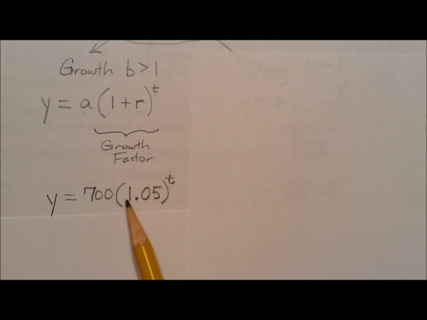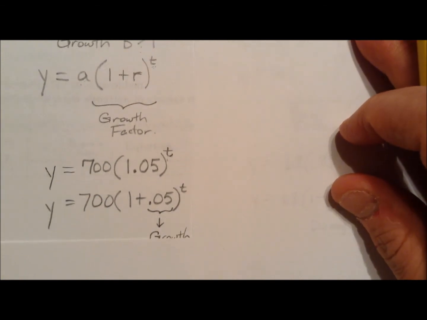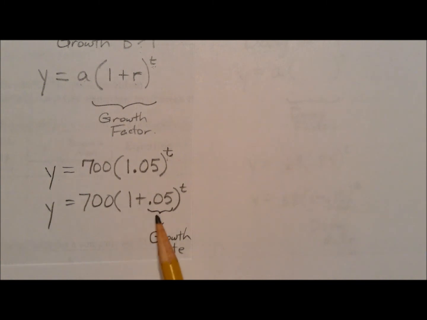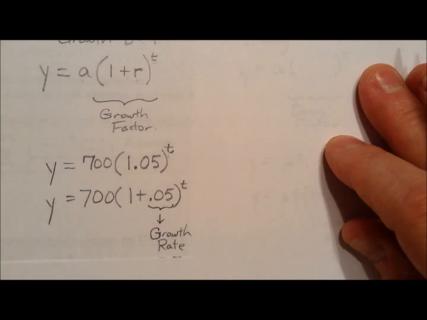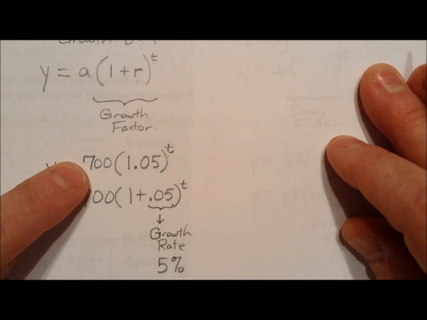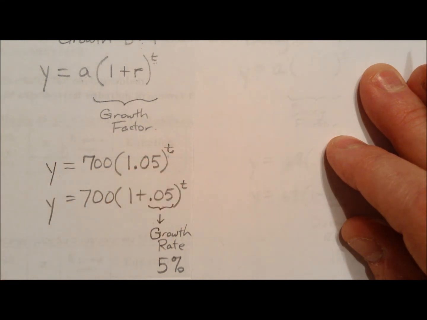Here's an example of a growth exponential. Notice that the base is more than 1. The starting amount is 700, I have the time in years, and I have the final amount. We're going to work some of those in just a second. Now, if we break this down, whatever is added to the 1 in order to make it greater than 1, in this case 0.05, can be called the growth rate. And rates are usually written as a percent. So if someone asks how much this is growing, we say it's growing by 5% per year.